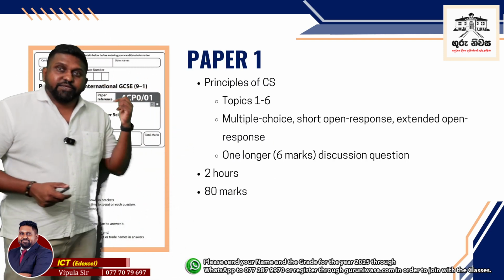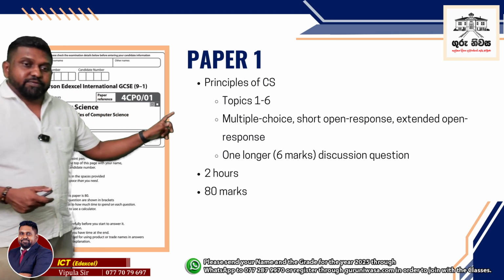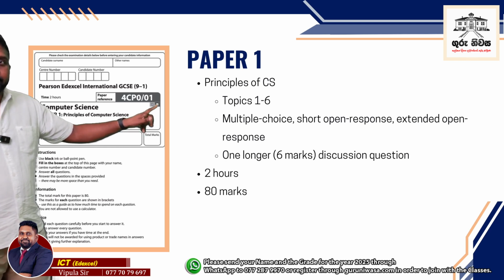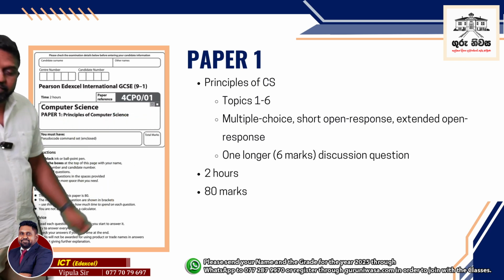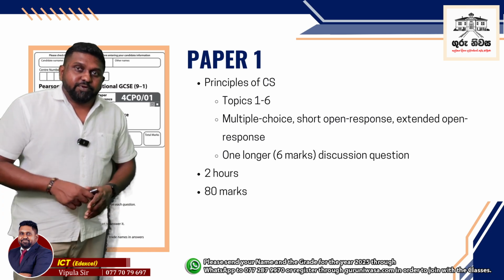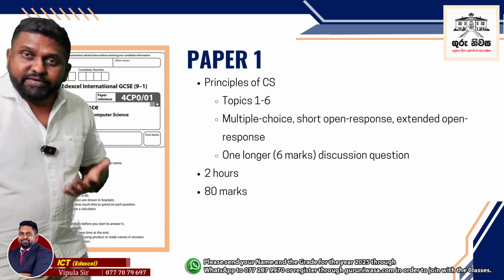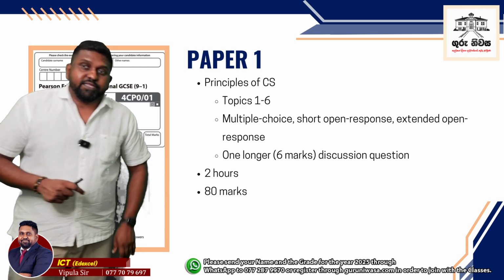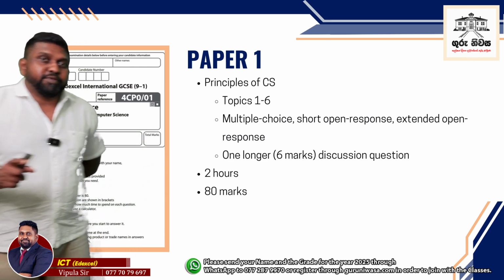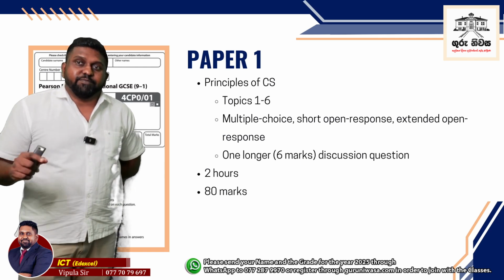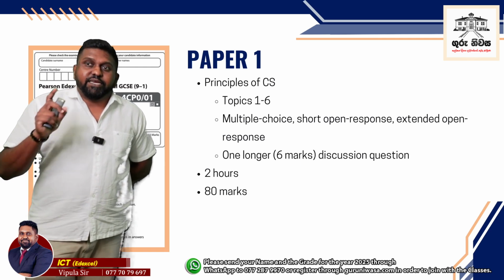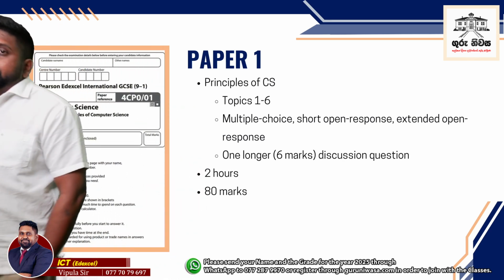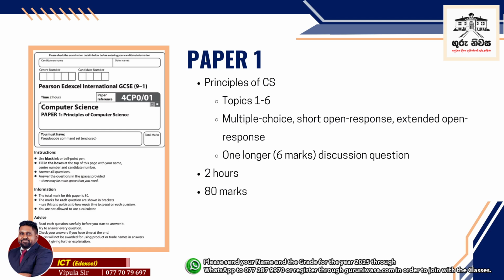So paper one. We are talking about the code 4CP0-01. This is the international GCSE code. This is the first paper, paper 1, which is the principles of computer science. It will ask from all the topics, starting from topic 1 to 6, and it is created based on multiple choice, short open response and extended open response questions.